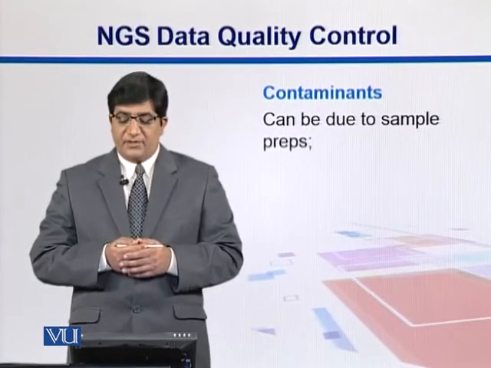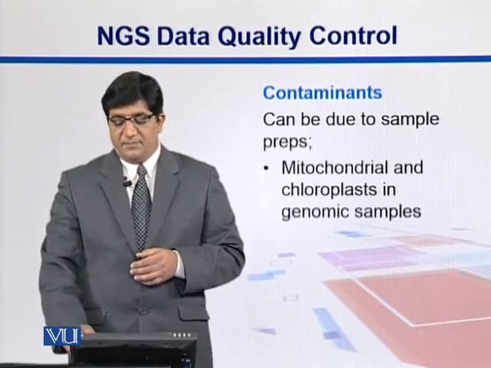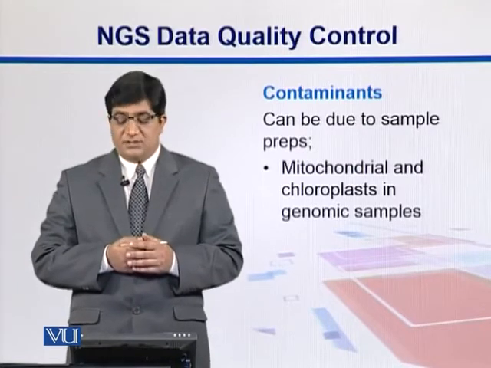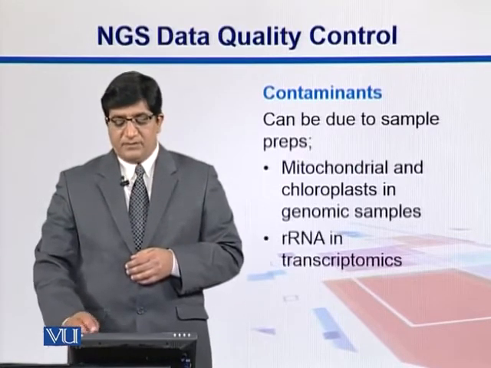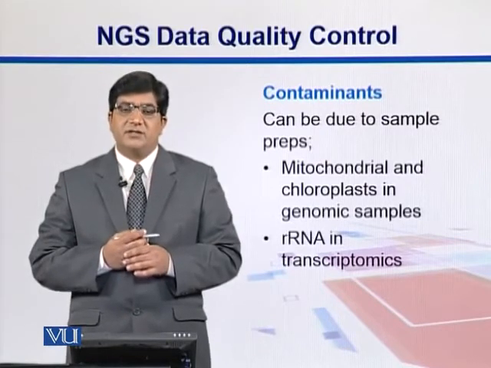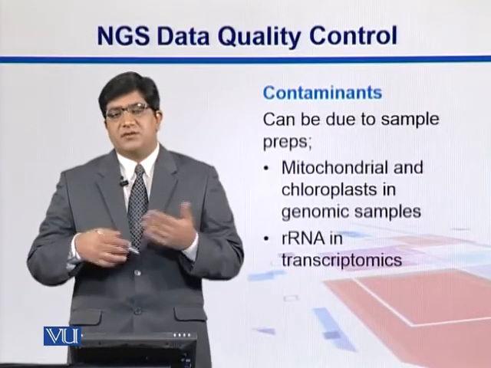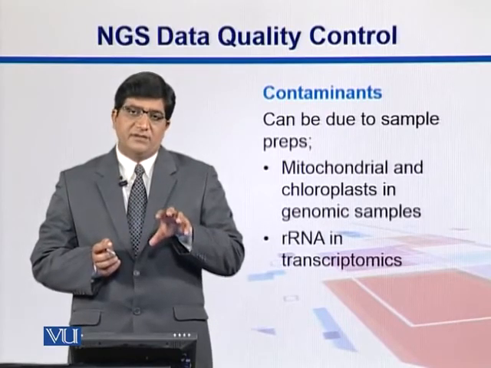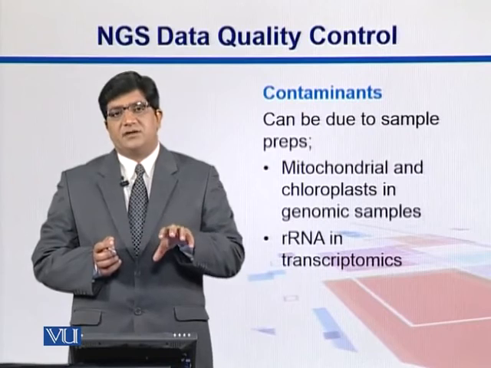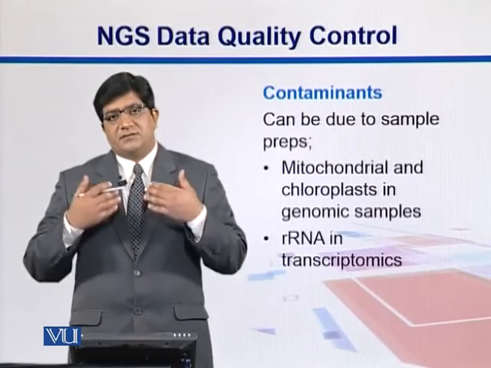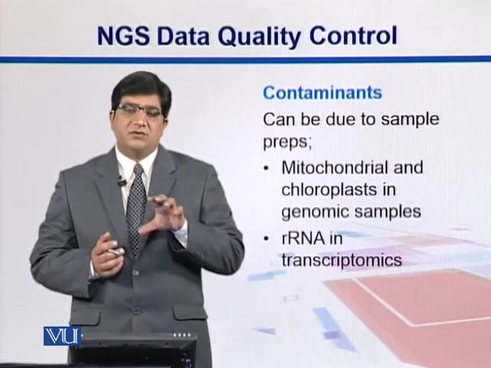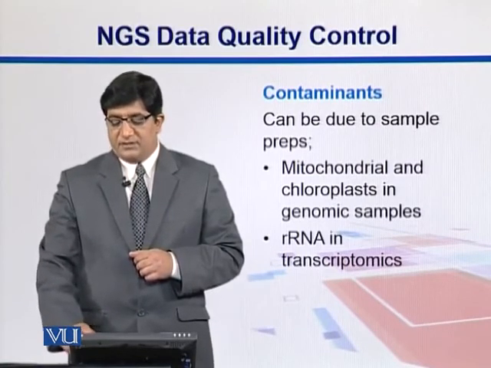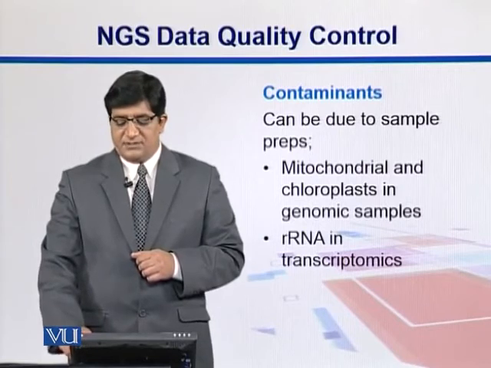What about contaminants? Contaminants can be due to sample preparations. What kind of contaminants are there? For example, mitochondrial and chloroplast genomes in genomic samples. There can be ribosomal RNA in transcriptomics. Whenever we are doing the RNA-seq technique, since ribosomal RNA is produced a lot in the cell as compared to the other RNA, if it is still there, it will take a large number of sequencing resources, and that sequencing is just a wastage. Since we are only interested in messenger RNA, ribosomal RNA might contaminate those messenger RNA studies.